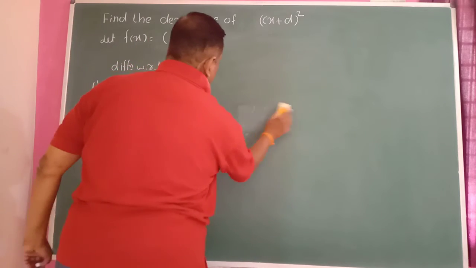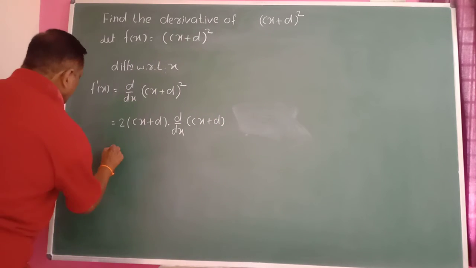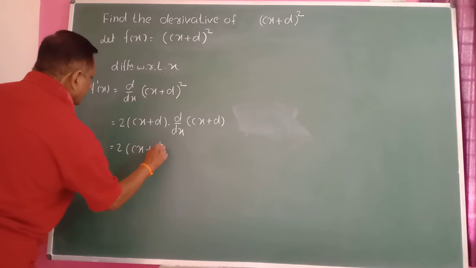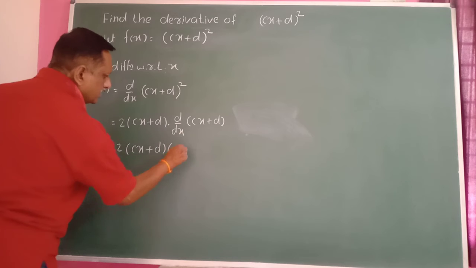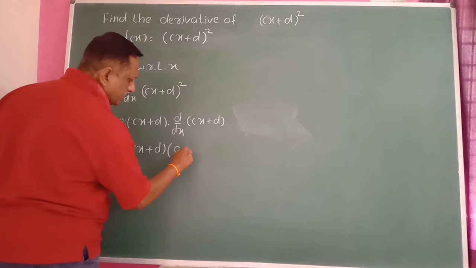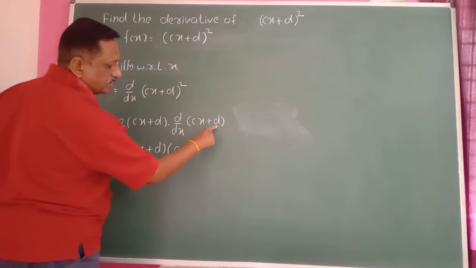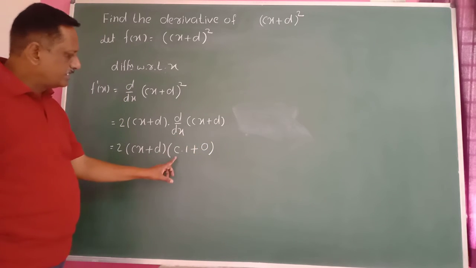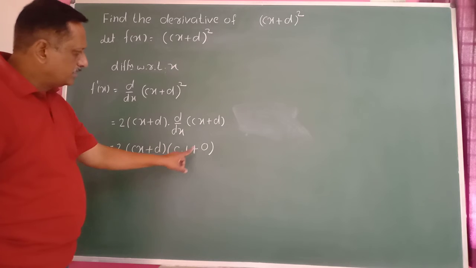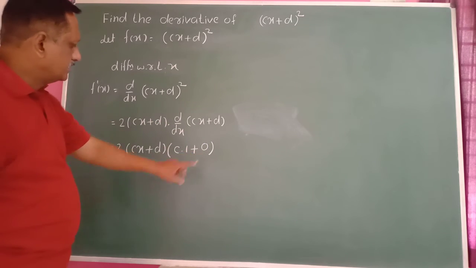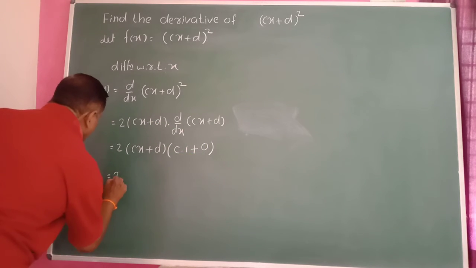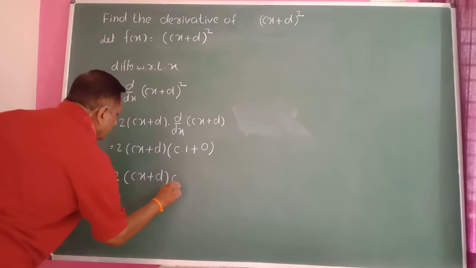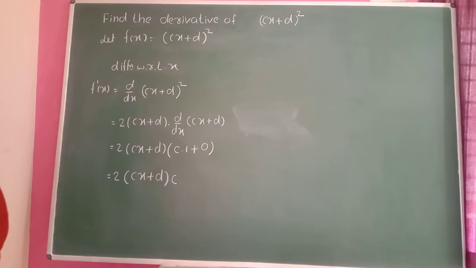Okay, then this is equal to 2 into cx plus d. Then c constant here, differentiation of x is 1 plus, and the differentiation of complete constant term is there, it is a 0. C constant right as it is, x differentiation is 1 and the differentiation of constant is 0. Therefore this is equal to 2 into cx plus d into c. This is the answer. Okay.